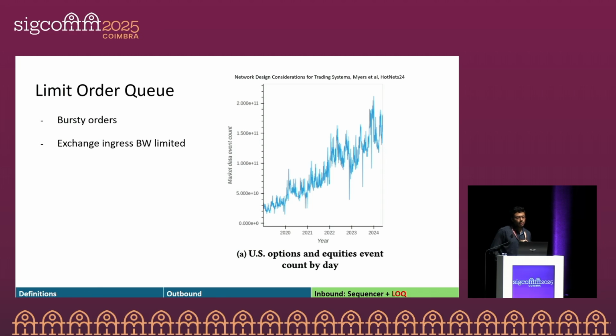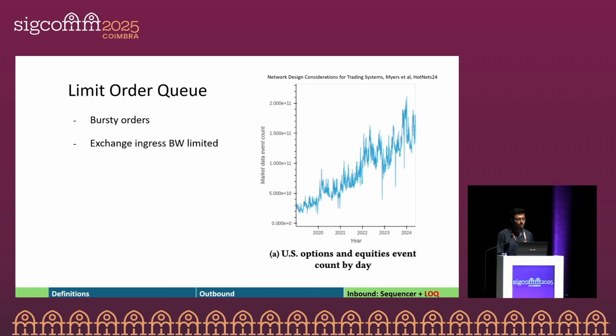Okay, so next comes the question of bursty orders. It turns out that doing this is not enough to achieve inbound fairness. The problem is when you have market events that happen in a burst, you might also have orders that are generated in a burst. And these bursts may overwhelm the ingress bandwidth of the exchange server. Any system that tries to guarantee inbound fairness must also handle this problem of bursty arrival of orders at the exchange. And because the bandwidth is limited, you need some way to figure out how to match the orders at the fastest possible rate with the lowest possible latency.